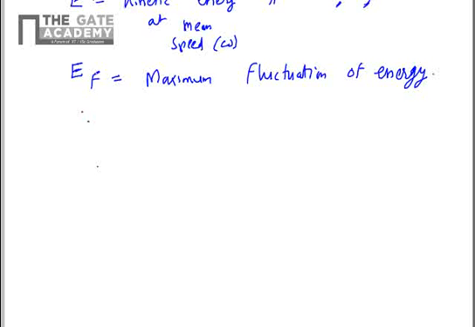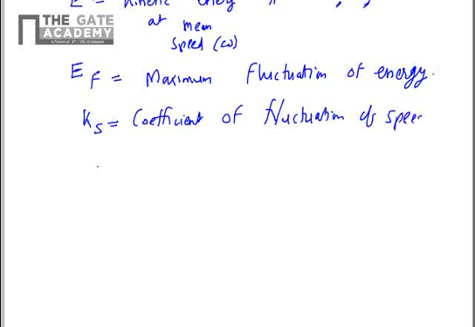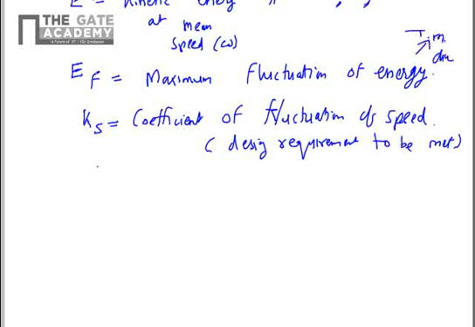And then we have Ks, that is the coefficient of fluctuation of speed. So this will also be a given quantity from the design point of view. The designer will specify how much the RPM of the engine can vary according to the generator or the drive which the system is driving. So this will be a design requirement to be met. And this will come from the turning moment diagram.